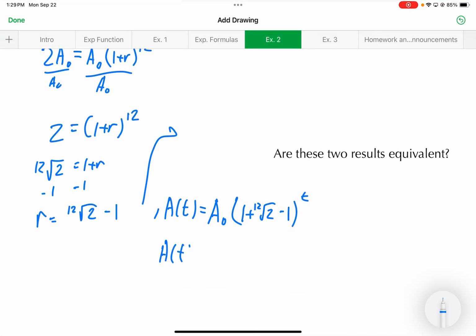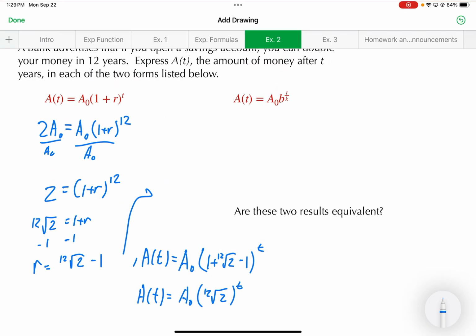But if I simplify that inside the parentheses, what simplifies? My 1's cancel out inside the parentheses, right? So I would get the 12th root of 2 and then to the power of t. Now, there's not really much more that I can do with that, so I'm going to leave it like that for now. Let's work with my other form, though, okay?